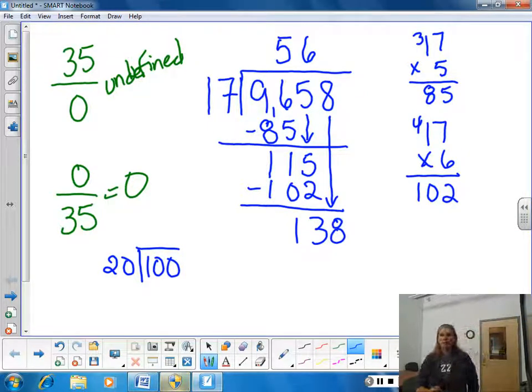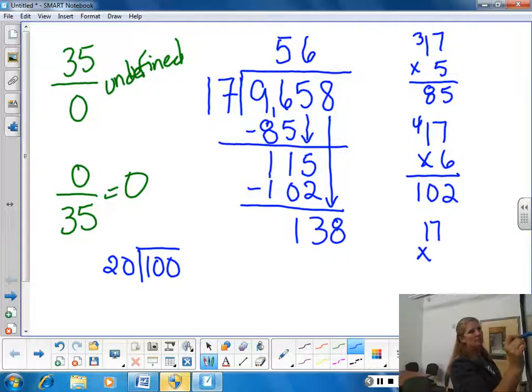Now I want to say, well, how many times would 17 go into 138? Now my rounding is really getting less and less helpful, right? Because 138 would also round to 100. How many times does 20 go into 100? 5 times. Obviously it goes more than that. In fact, I think it's more than 6. So I'm going to go ahead and say, what about 17 times 7?